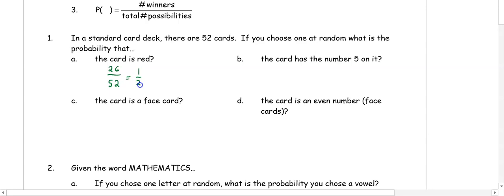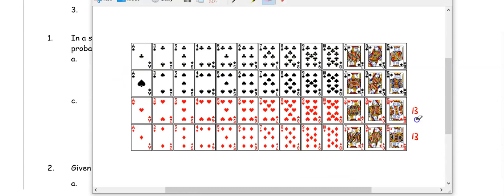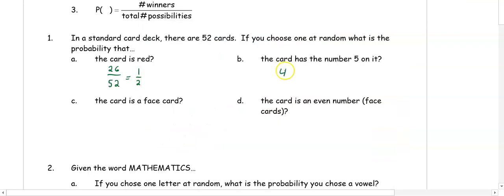In our next one, what's the probability that it has a 5 on it? So if we look at our card deck, all of these are 5s. That is 4 of them. So we have 4 out of 52, which reduces to 1/13, which should make sense because each suit has 13 cards, and one of those would be a 5.